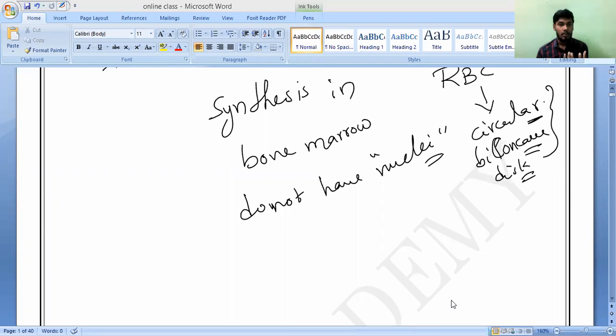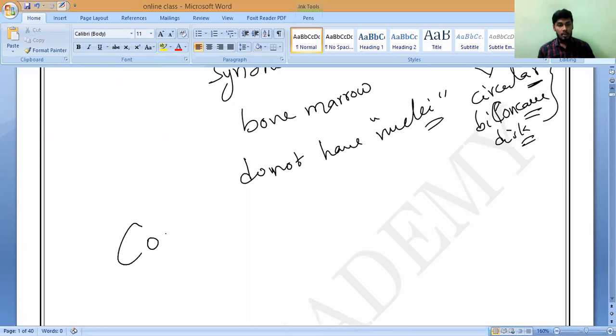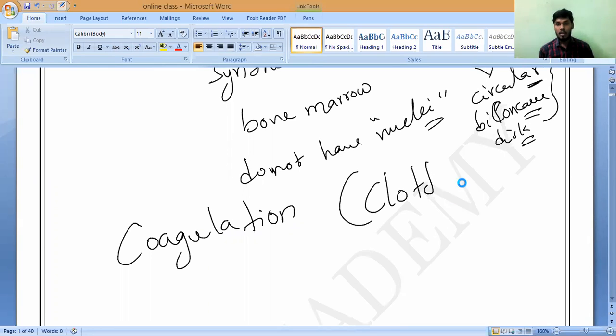Clotting in the sense of making it into a solid one. That is what we call coagulation. What is the word you have to use? Coagulation, C-O-A-G-U-L-A-T-I-O-N. All of you note it down. Coagulation means clotting. Clotting blood, that is what you have to remember. So coagulation, or stopping the blood by making it solidified, is called coagulation. All of you understand?